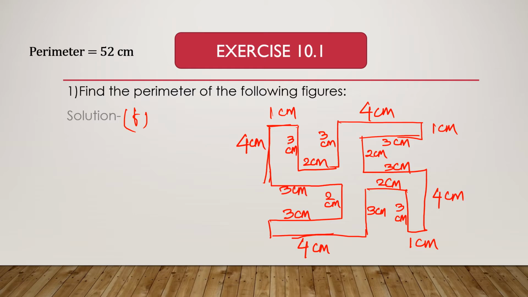I think all are done. 1 1 1 1, this is 4, 4 3 2 2, this is 4 3 2 3, 4 3 2 3, and this is 2 3 3 4, and this is 1 centimeter. All are done. Now we have to find the perimeter of this given figure.